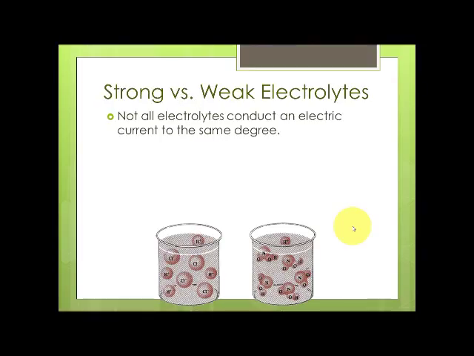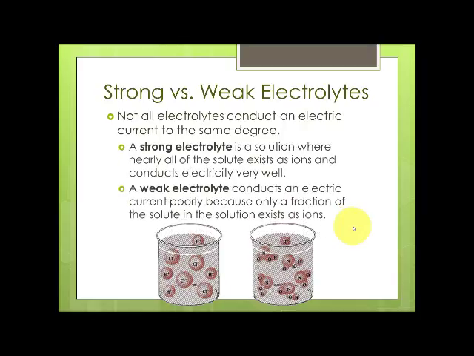Not all electrolytes conduct an electric current at the same degree. So we have strong and weak electrolytes. A strong electrolyte is a solution in which nearly all of the solute is broken apart into its ions, and it conducts electricity very well because of that. So for a picture down here, the left beaker would be a strong electrolyte because it's hydrochloric acid and the hydrogens and the chlorines are all broken apart.